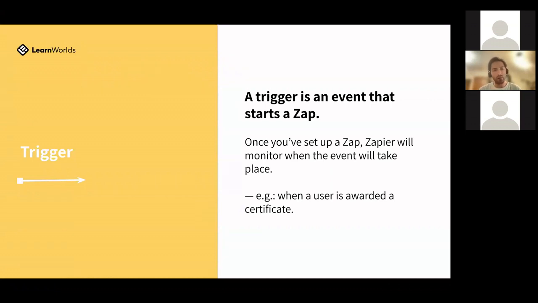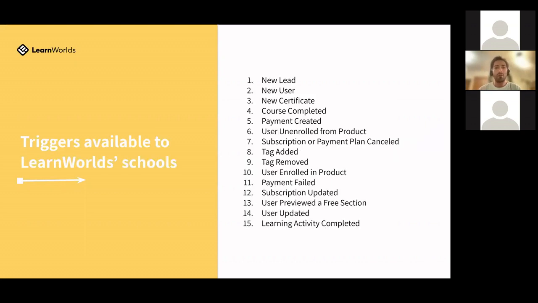Now, a little bit deeper, talking about the trigger, you see that clearly. Actually, we have already discussed this a little bit. So once you've set up a Zap, Zapier will monitor when the event will take place. It's the trigger. It's the when something happens, which is the first part of the Zap, and that could be LearnWorlds, that could be anything. We're focusing more today on the triggers of LearnWorlds, but you know that it could be anything. These are the categories of the triggers that we have.